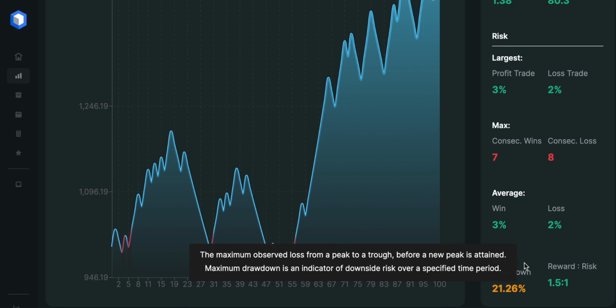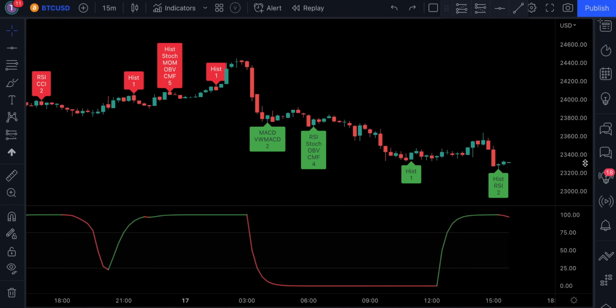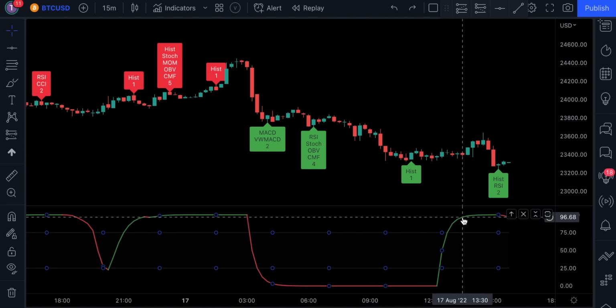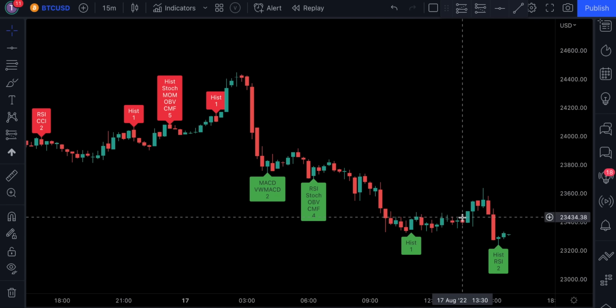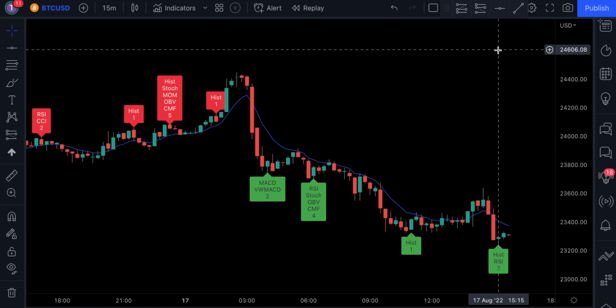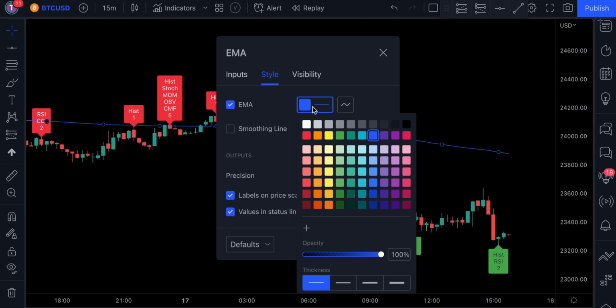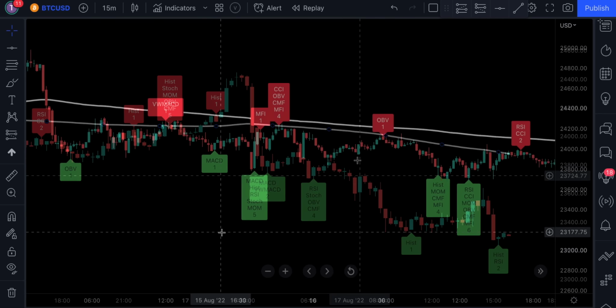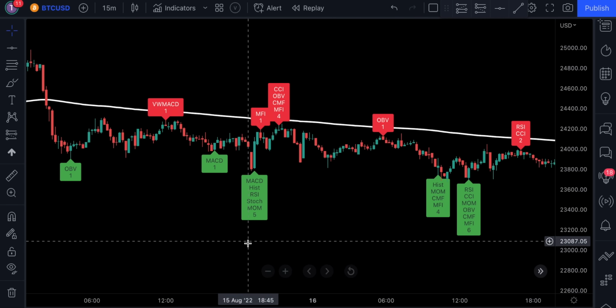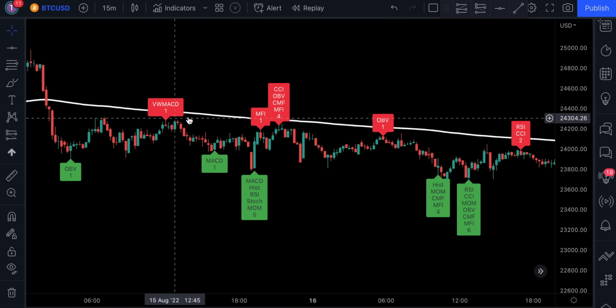Okay, now let's move on to our second method. For this method, we need to remove the STC and add an exponential moving average to the chart. Also, let's change its length from 9 to 200 and make the indicator a bit more visible. And the goal behind this strategy is simple. You basically want to be entering a trade when the price action is making a pullback into 200 EMA.